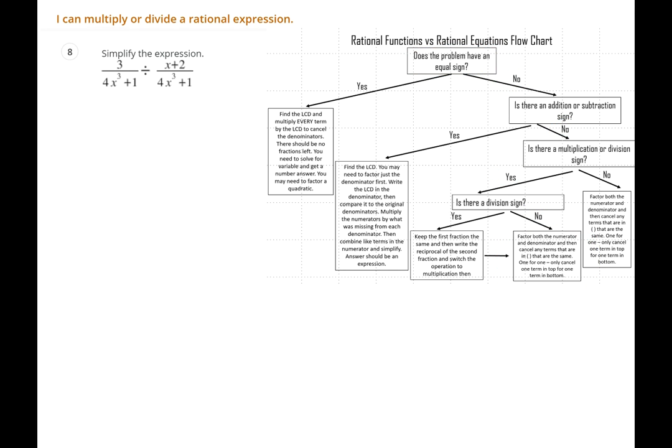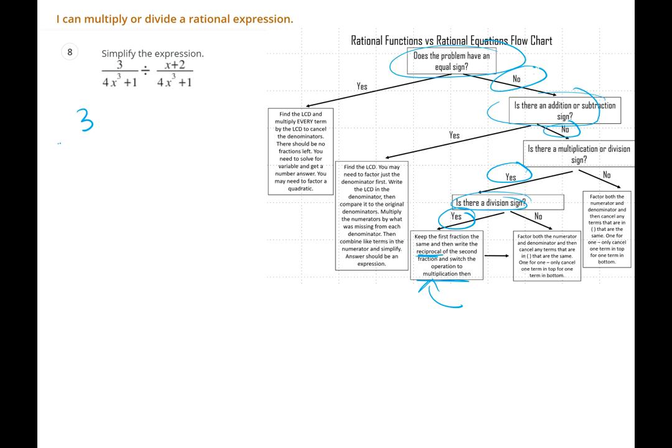All right, so let's go through our chart again. Is there an equal sign? No. Is there addition and subtraction? No. Is there multiplication or division? Yes. Is there division? Yes. So the first thing I have to do is keep the first and write the reciprocal of the second fraction and switch the operation to multiplication.